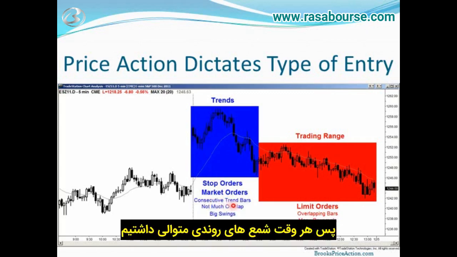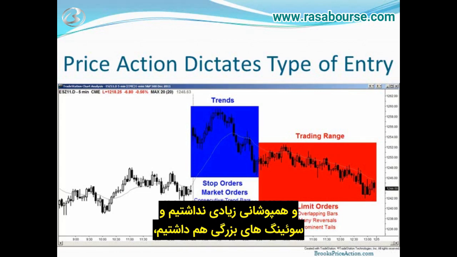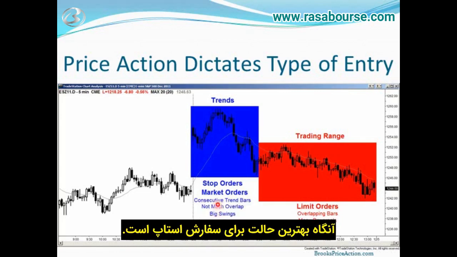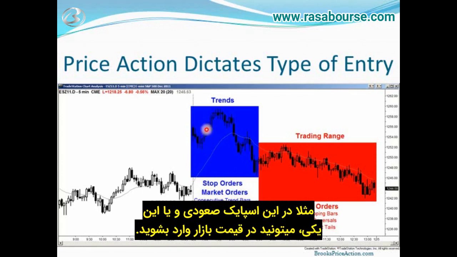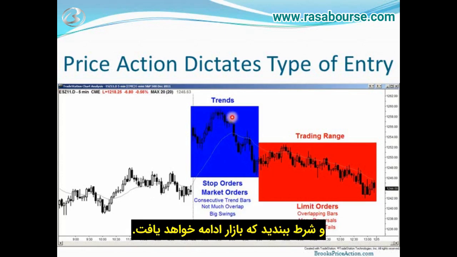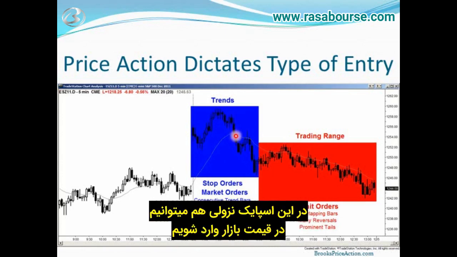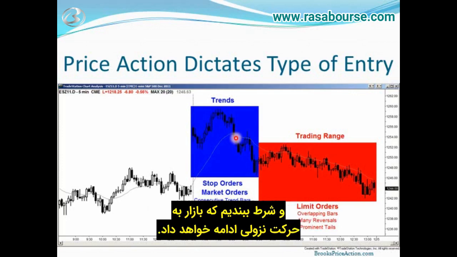So when you start to see consecutive trend bars, not much overlap, and pretty big swings, that's a very good environment for stop orders. It's also a good environment for market orders. During this bull spike or this bull spike, you can buy at the market, betting the market will continue. During this bear spike, it's a good market for entering at the market, betting the market will continue down.